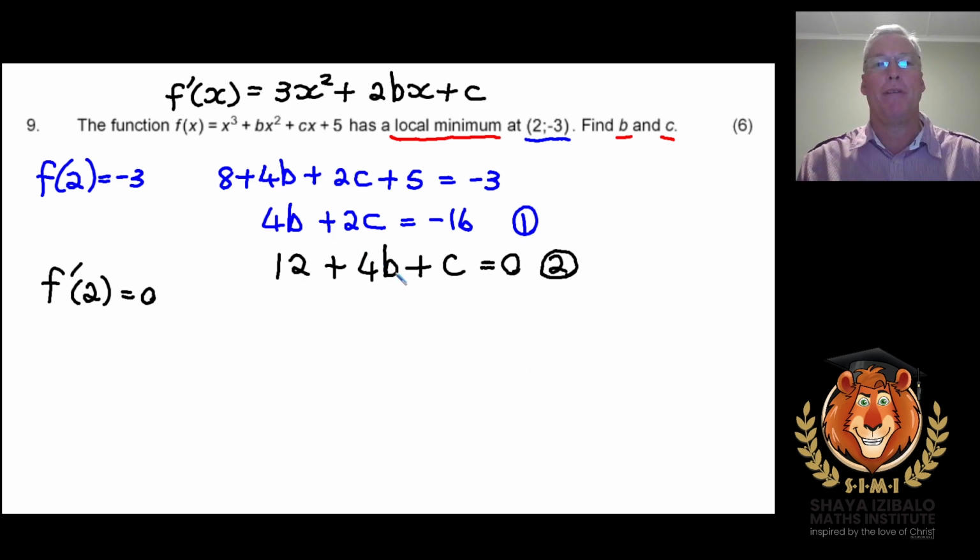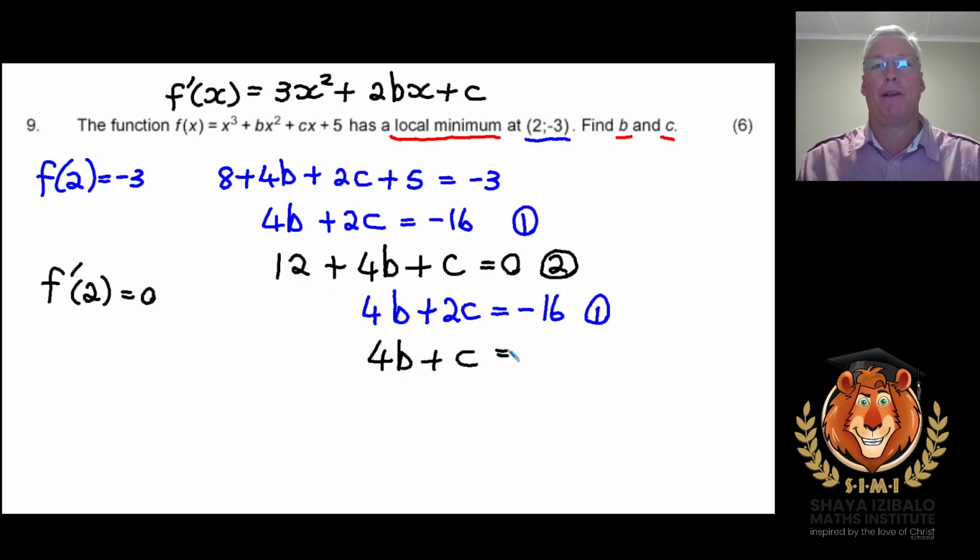Okay, I've spotted that both of them have got 4b here. So I'm going to rewrite equation number 1 down here again, the blue one, with the 4b's lined up over there and the 2c's lined up over here, and minus 16. I haven't really achieved anything by doing that, but I'm going to write the black one down underneath as 4b plus c, and I'm going to subtract 12 from both sides, just so they're both in the same sort of format.